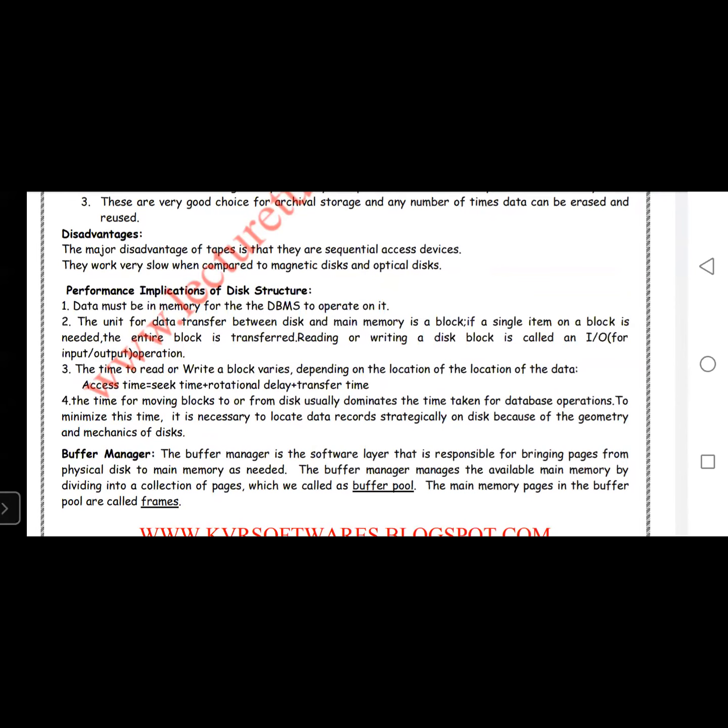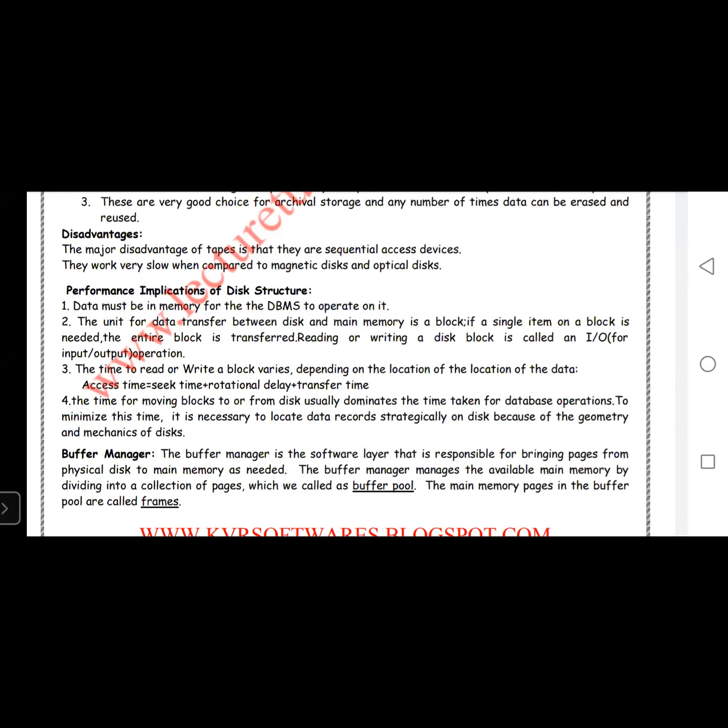So the unit for data transfer between disk and main memory is a block. If a single item of a block is needed, the entire block is transferred, either reading or writing. Okay, so that can be referred to as the input output operation. The time to read or write a block varies depending on the location of the data. Access time equals seek time plus rotational delay plus transfer time.